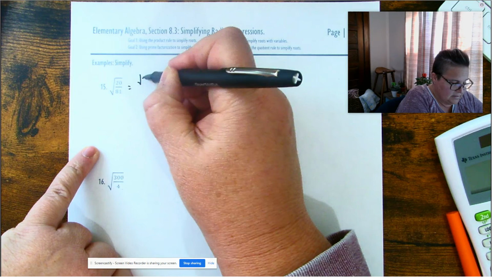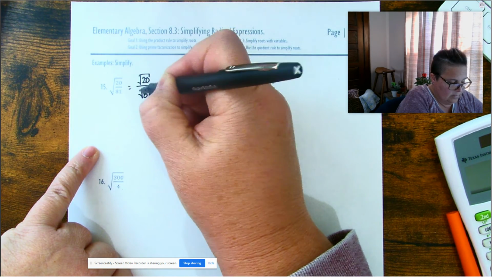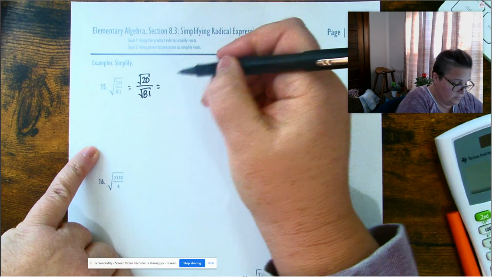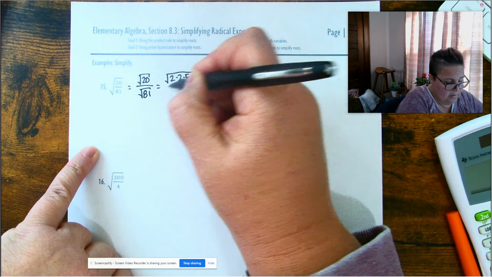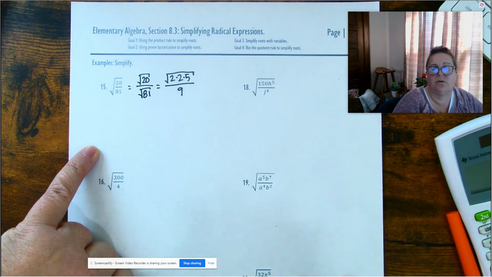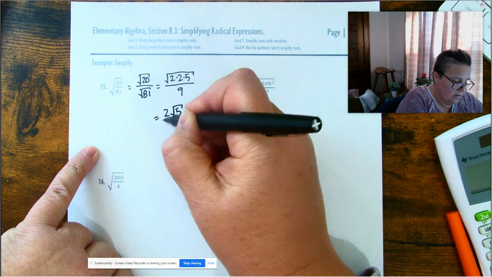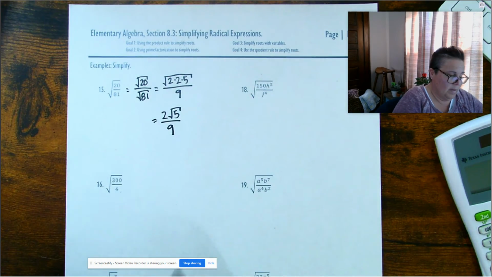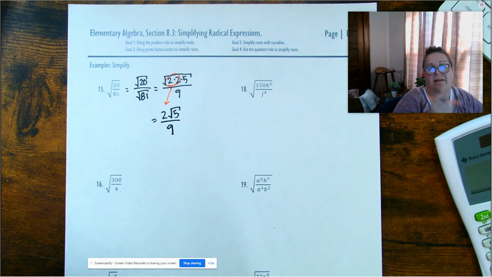This is the same as the square root of 20 over the square root of 81. Now, the square root of 20 is the square root of 2 times 2 times 5. The square root of 81 is 9. And yes, if you know the square root, don't worry about it, just stick it in there. So this would be 2 square roots of 5 over 9. Remember that the 2 times 2, the pair of them, indicates that 1 can come out because that would be 4. The square root of 4 is indeed 2.